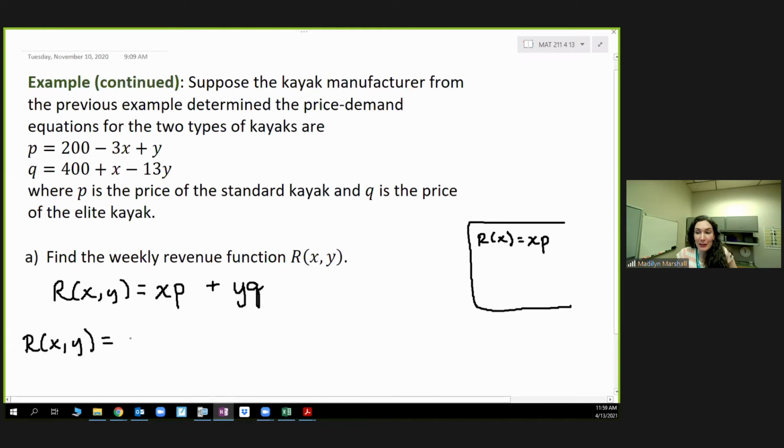So the revenue from the standard kayak would be X times what P is in terms of X and Y. So that would be 200 minus 3X plus Y. And then the revenue from the elite kayak would be Y times the price of each of those, which would be 400 plus X minus 13Y.